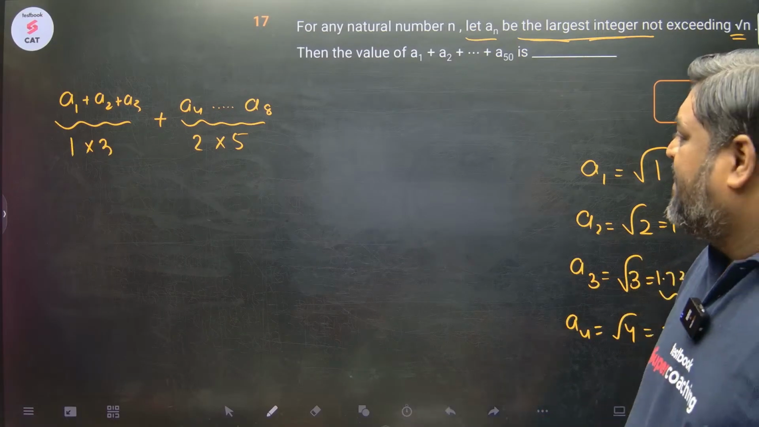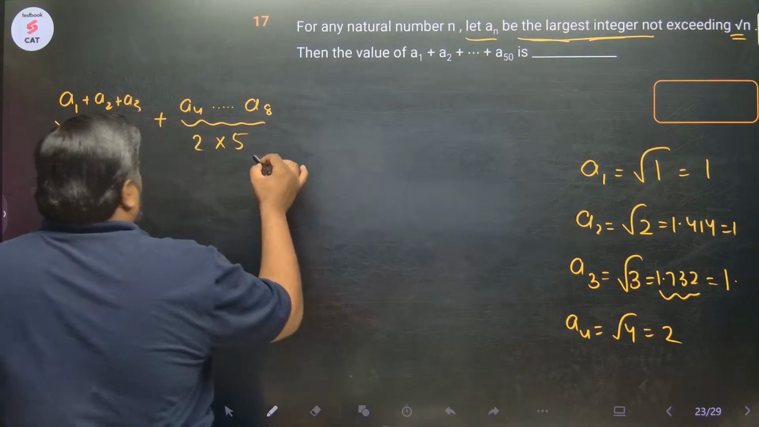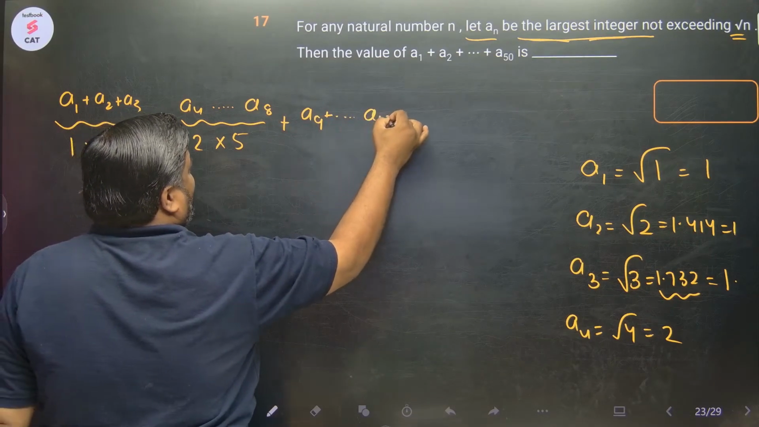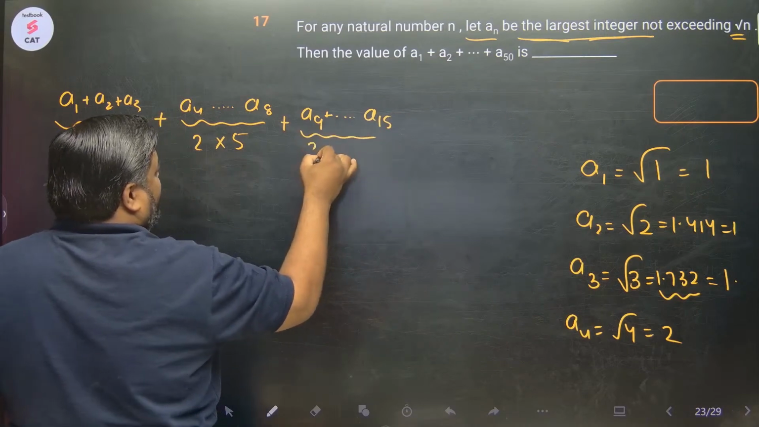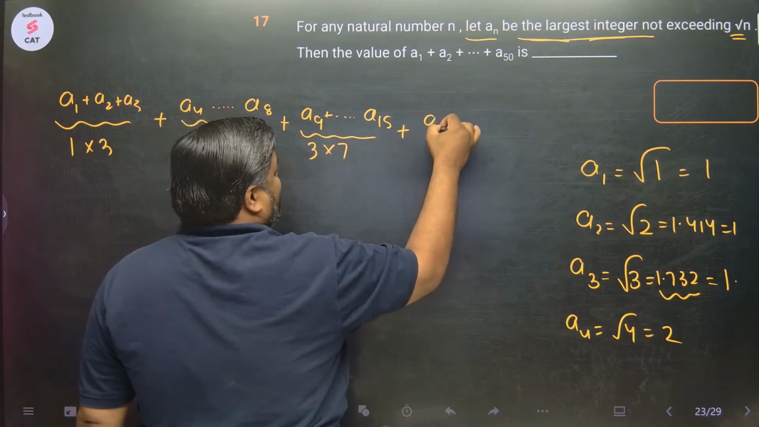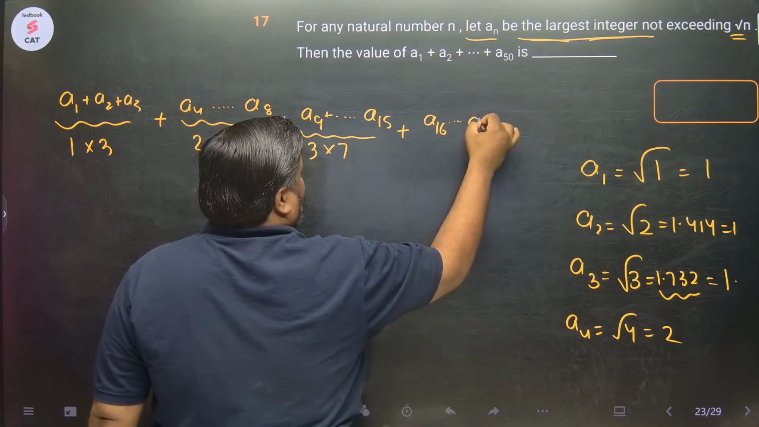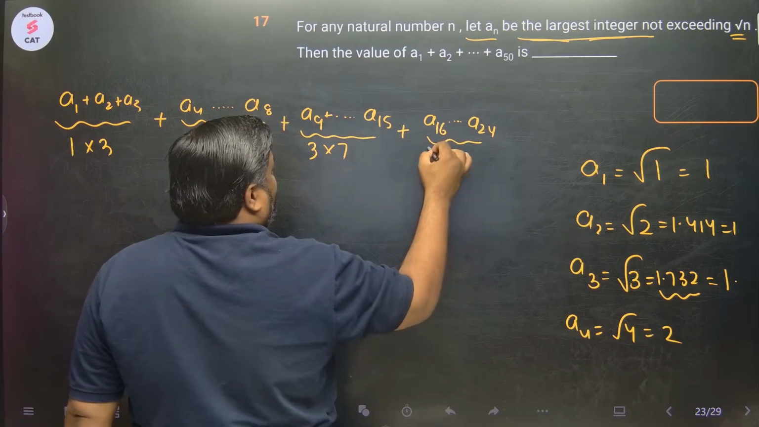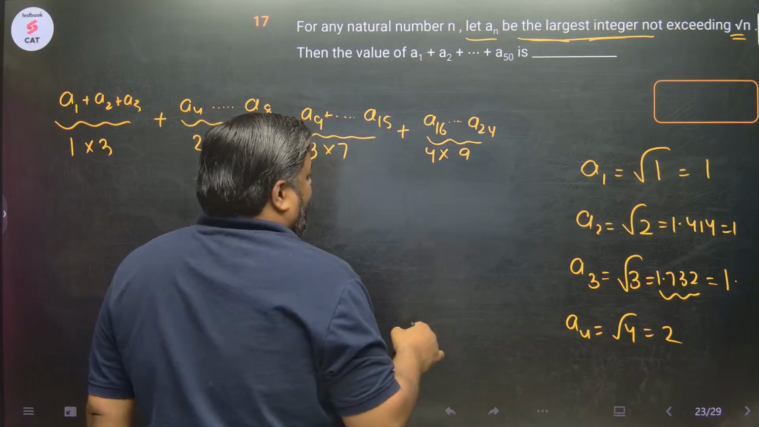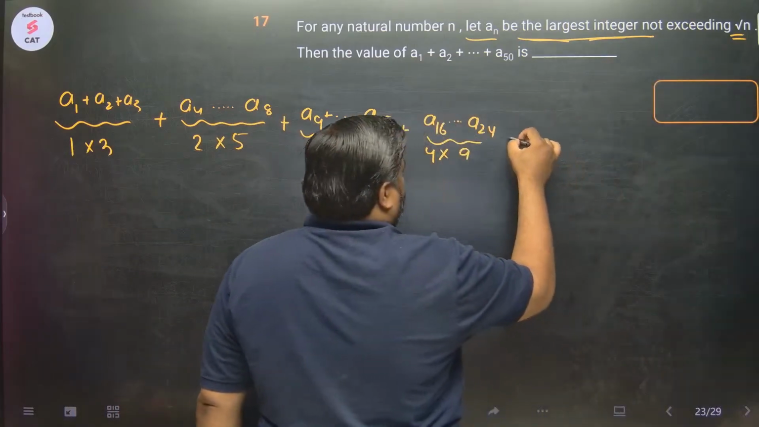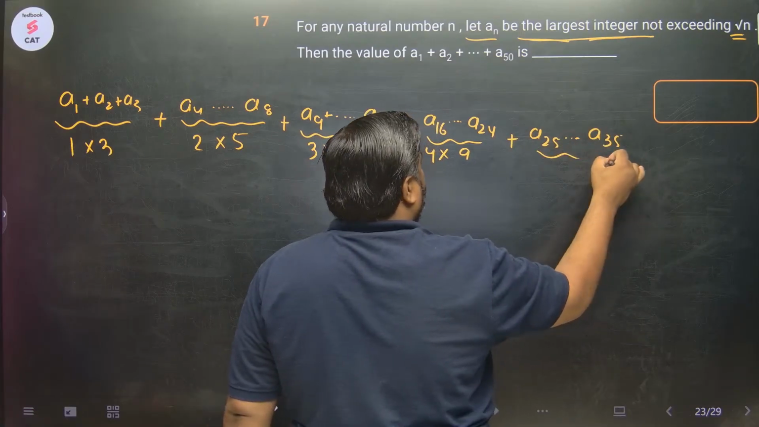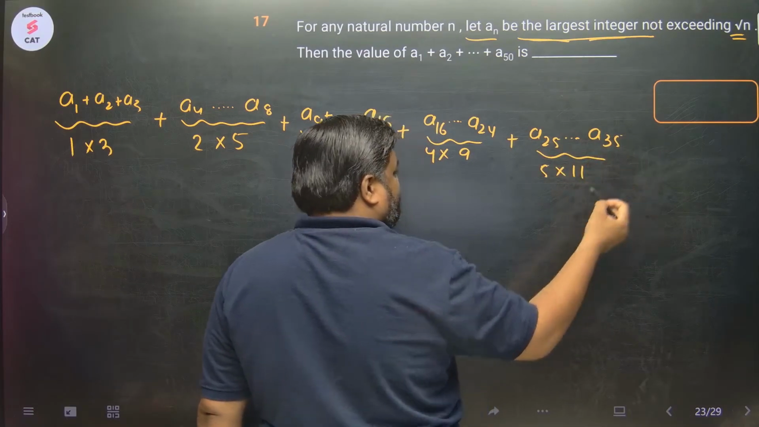Okay? चलो आ जाओ. अभी देखो A9 से A15 तक, all of them will have 3 as the values. How many terms are there? 7 terms are there. Sorted. Similarly, A16 to A24 तक, all of them will have 4 as the values and number of terms here is 9. Okay, and I'm taking this out. A25 से A35 तक, all of them will have 5 as the values and there are 11 such terms.